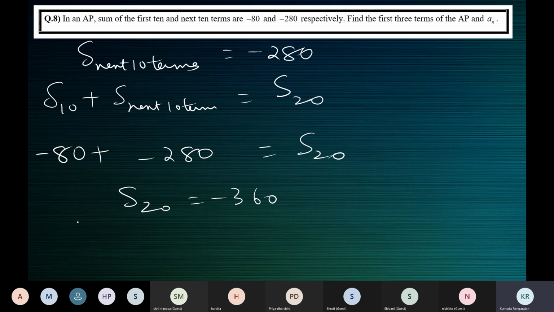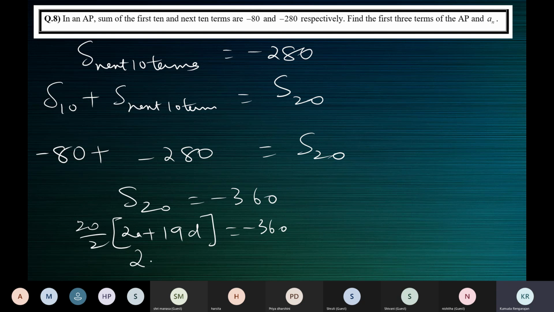n by 2, so 20 by 2, of 2a plus n minus 1, 20 minus 1, so 19d, is equal to minus 360. So 2a plus 19d is equal to, this will be 10, and the 10 will come for division here. Minus 360 by 10, which is minus 36. So this is the second equation.